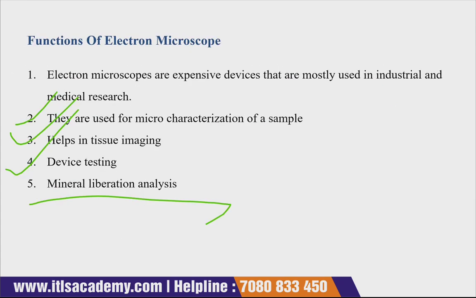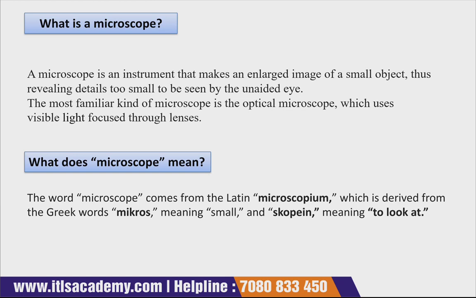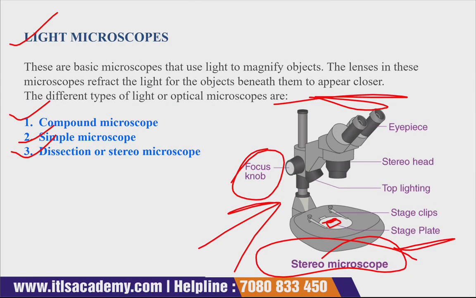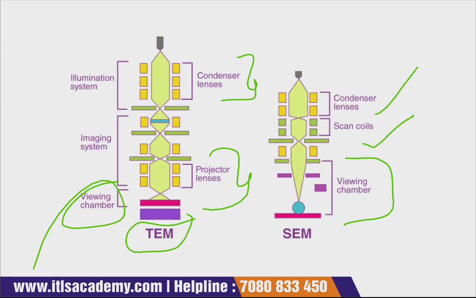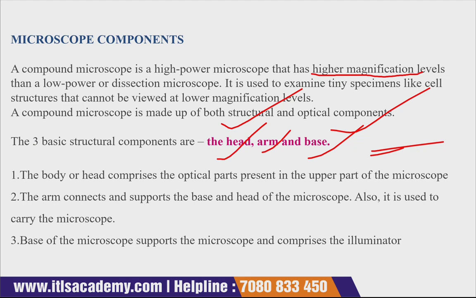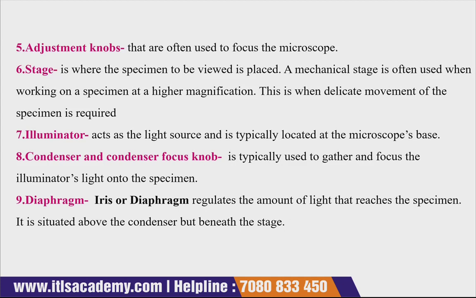So in this lecture, we have seen what a microscope is, where the word microscope comes from, and the different functions of a microscope. Then we have seen the types of microscope, like the light microscope. Students are generally asked about the difference between TEM and SEM with the help of a diagram, so this question is very important. Apart from this, they generally ask you for the components of a microscope with the help of a well labeled diagram. This is a very concise lecture, so you can go through it and easily get marks in the examination.